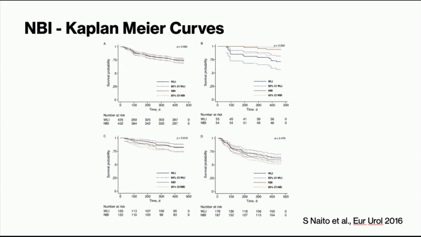These are the Kaplan-Meier curves. A represents all patients, B is your low risk, C is your intermediate risk, and D is your high risk. And you can see with the low risk, there is a divergence in the curves.